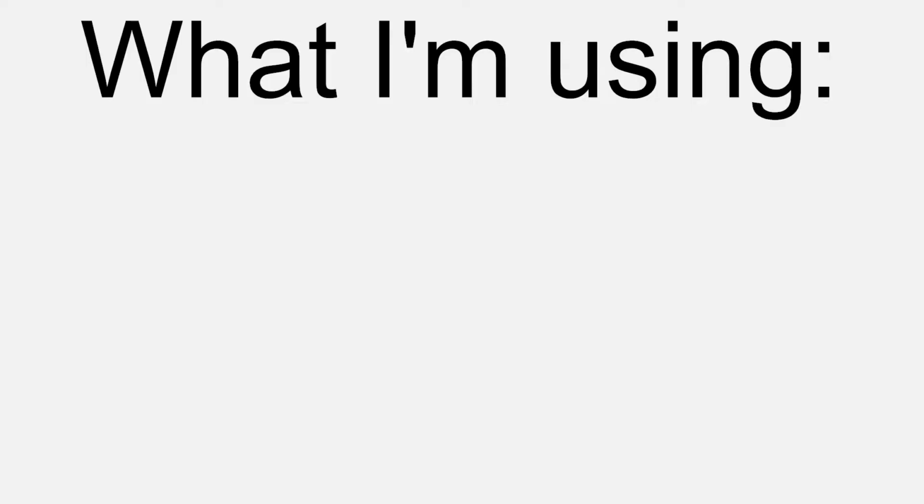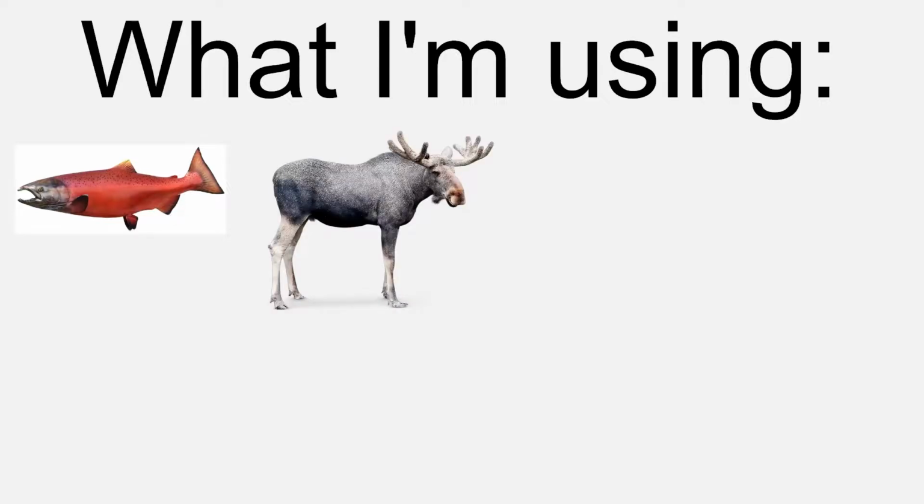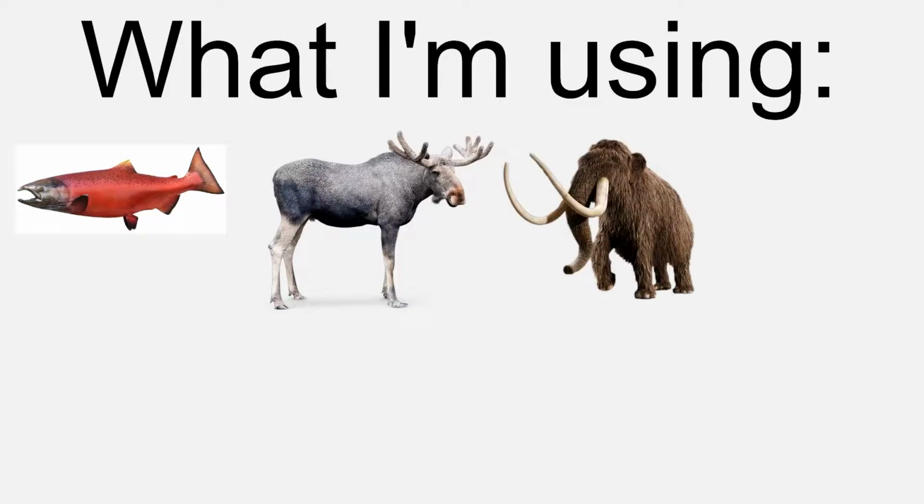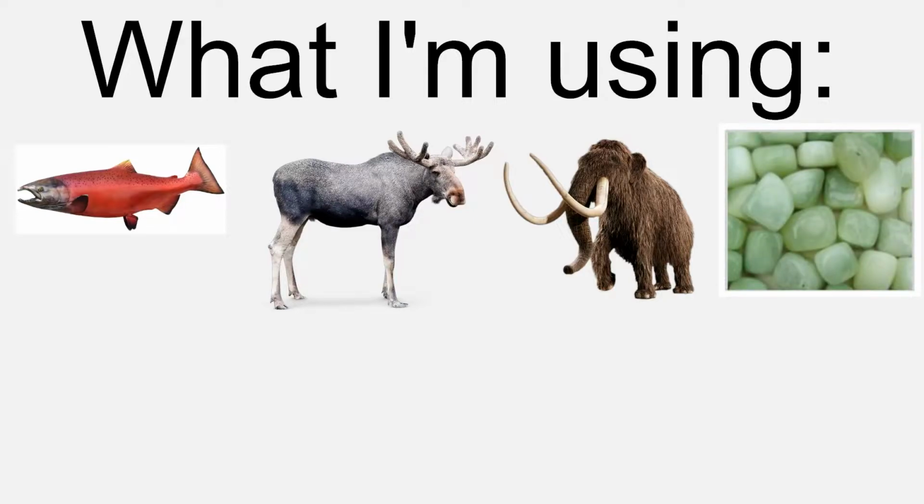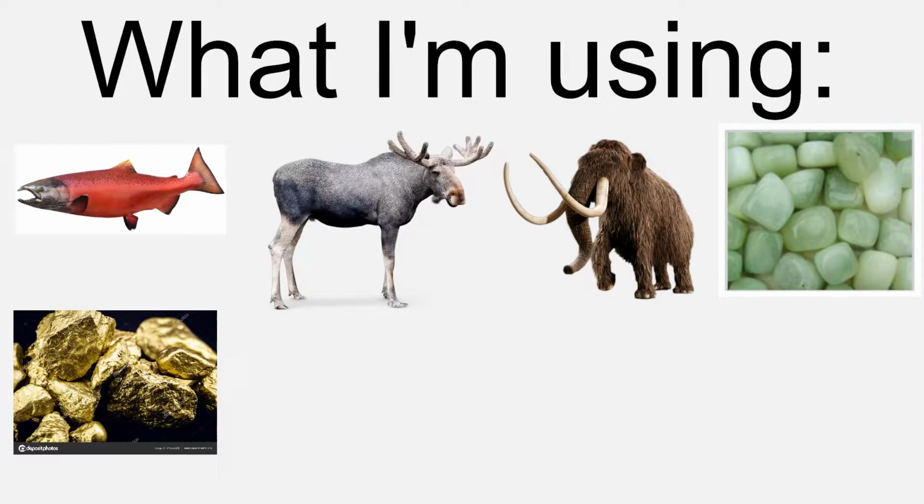Here's the state symbols that we'll be using. The state fish, the king salmon. The state land mammal, the moose. The state fossil, the woolly mammoth. I'm really looking forward to this one in particular. The state gem, jade. And the state mineral, gold.